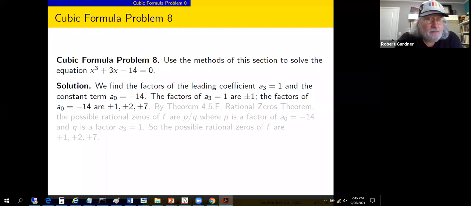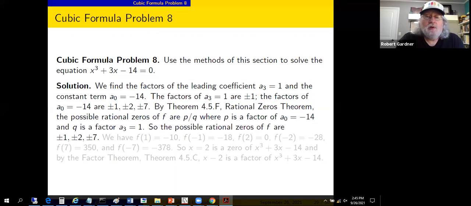I tell you what, we could do that. Let's just use the rational zeros theorem. So let's take the divisors of negative 14, plus or minus 1, plus or minus 2, plus or minus 7, and the rational divisors of the leading coefficient, a sub 3, which is 1, which is just plus or minus 1. We will take a ratio, P over Q, where P is a factor of negative 14, Q is a factor of 1. So we'll have plus or minus 1, plus or minus 2, plus or minus 7, divided by plus or minus 1. That'll produce these 6 numbers.